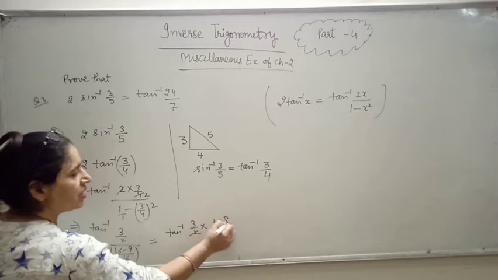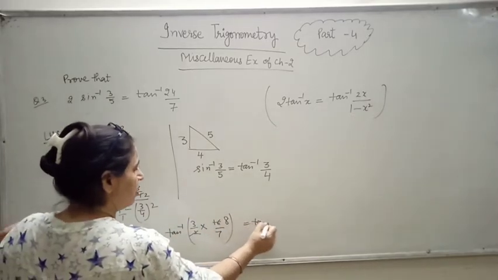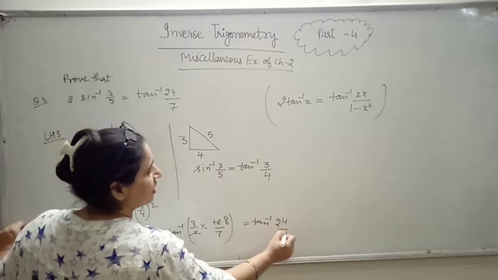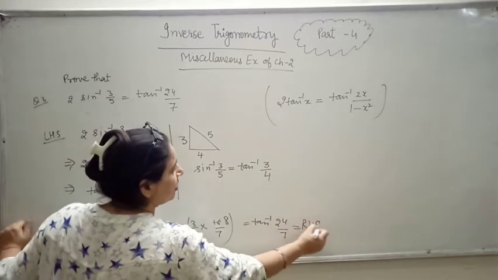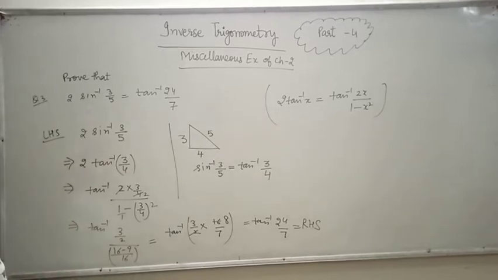So 2 eights are 16. So it would become tan inverse 24 by 7. That is equal to your right hand side. It is very easy, but without the formulae, you won't be able to solve it.